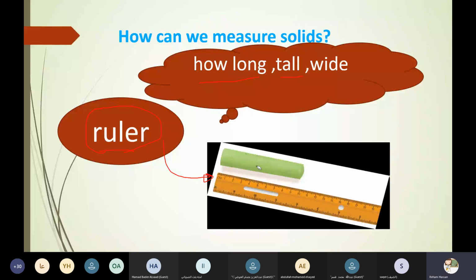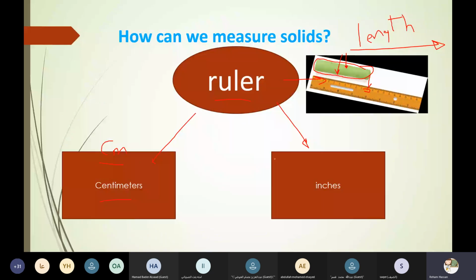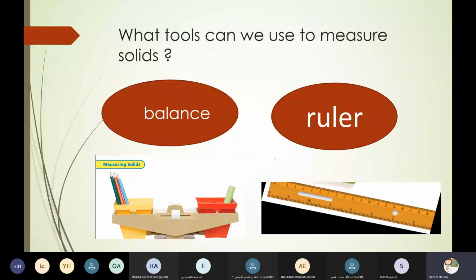Thank you, Abdullah. Mute your microphone. This is the length, tall, and this is the width. Okay? So we can use the ruler to measure the length and the width. Thank you so much, honey, mute your microphone. Which tools can we use to measure the solids? Two tools. We can use the balance to measure the mass. We can use the ruler to measure the tall, the length and the width.